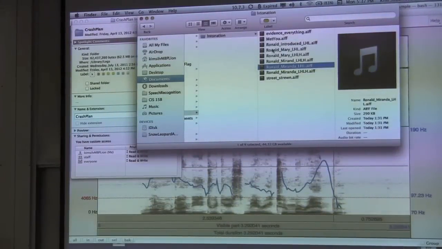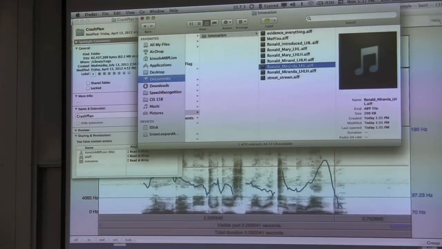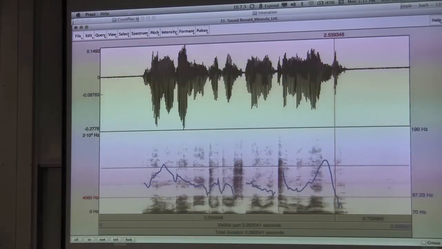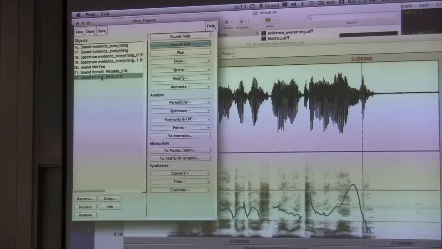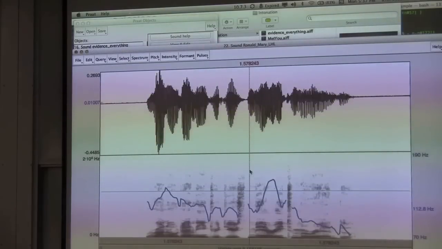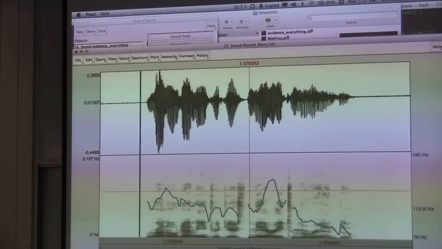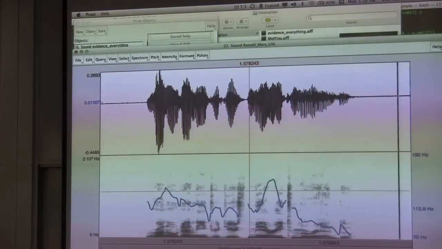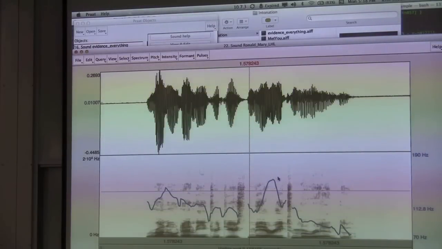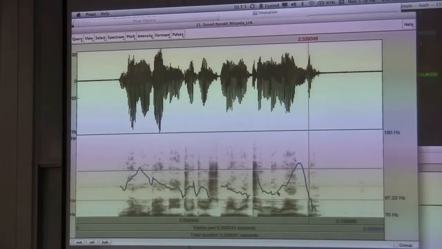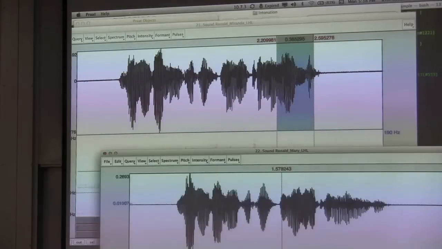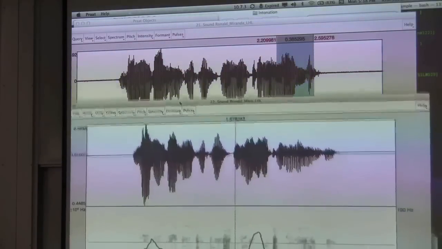Where are we? There we go. Bring it down to here. Ronald only introduced Mary to Miranda. The up-down shape has moved earlier in the sentence. If I show you the other one, this up-down shape here has essentially the same shape, but it's just earlier.